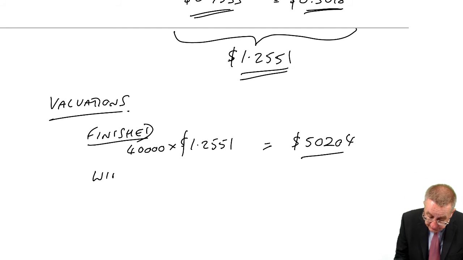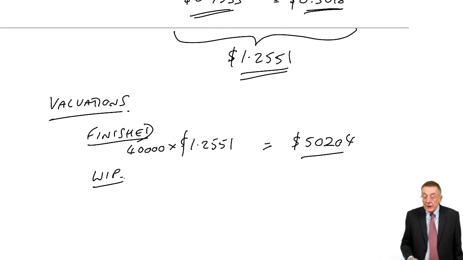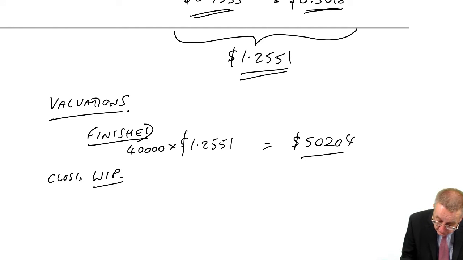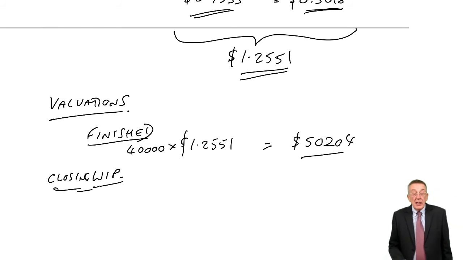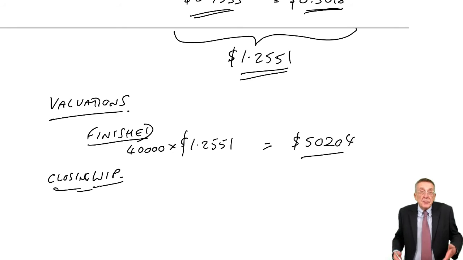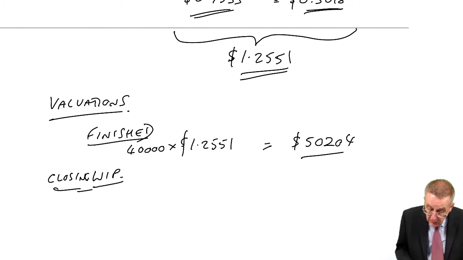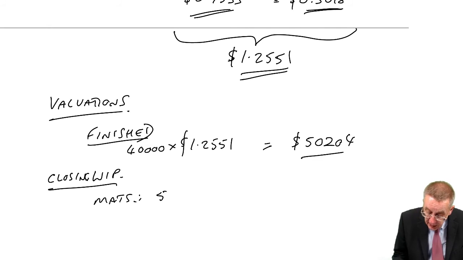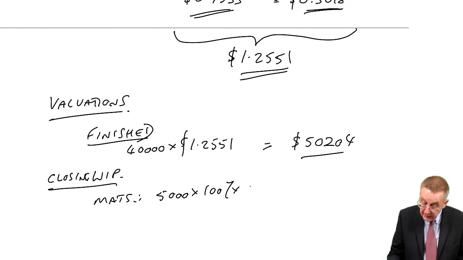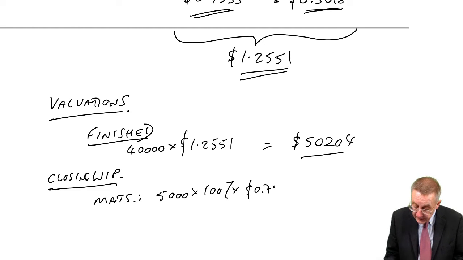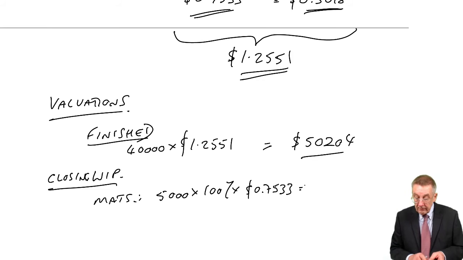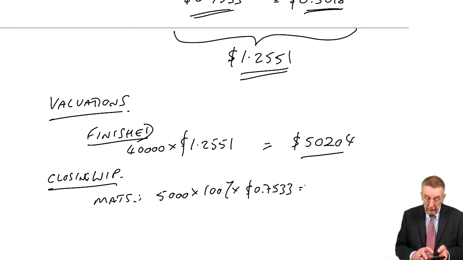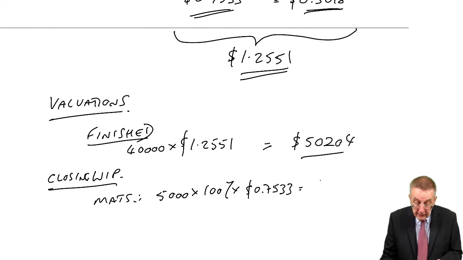The closing work in progress. Here it doesn't really get any faster. If it's part finished, we'll value at part cost. So we have to keep the two bits separate. Materials. Well, there are 5,000 units. They're 100% finished. So it'll be 100% of the materials cost, 0.7533. And I'm keeping this to the nearest dollar. So 3,767.